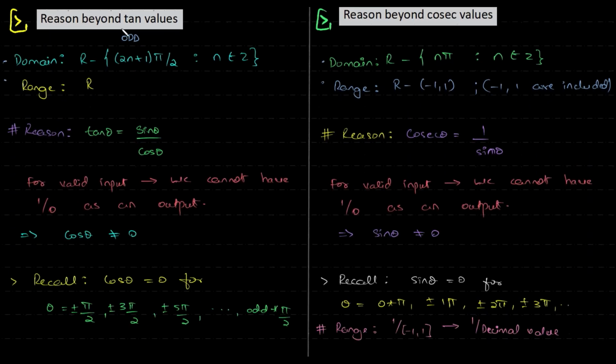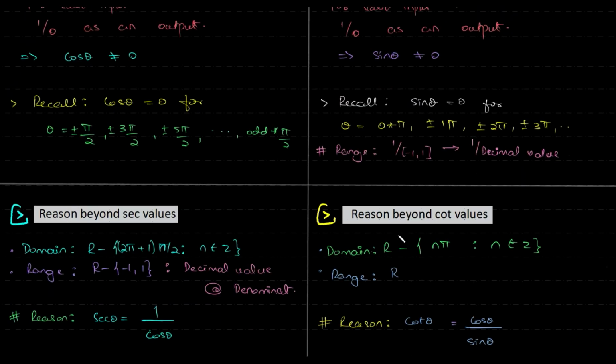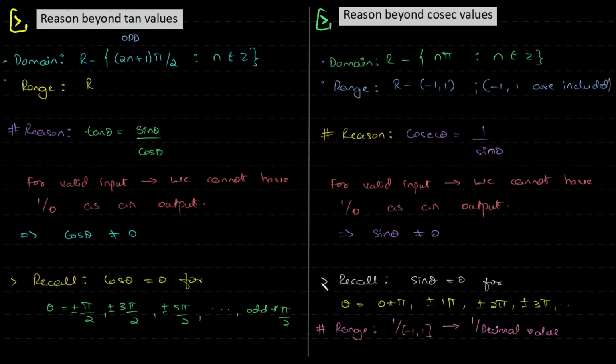Now, when it comes to tan, tan is nothing but sine by cos, and the cos theta value should not be equal to 0 for a valid input. And so cos theta is equal to 0 for this set of values. And so I can have any real number other than the odd multiples of pi by 2. And the tan turns out to have a range of R, and cot also turns out to have a range of R, right? So you can interrelate them.